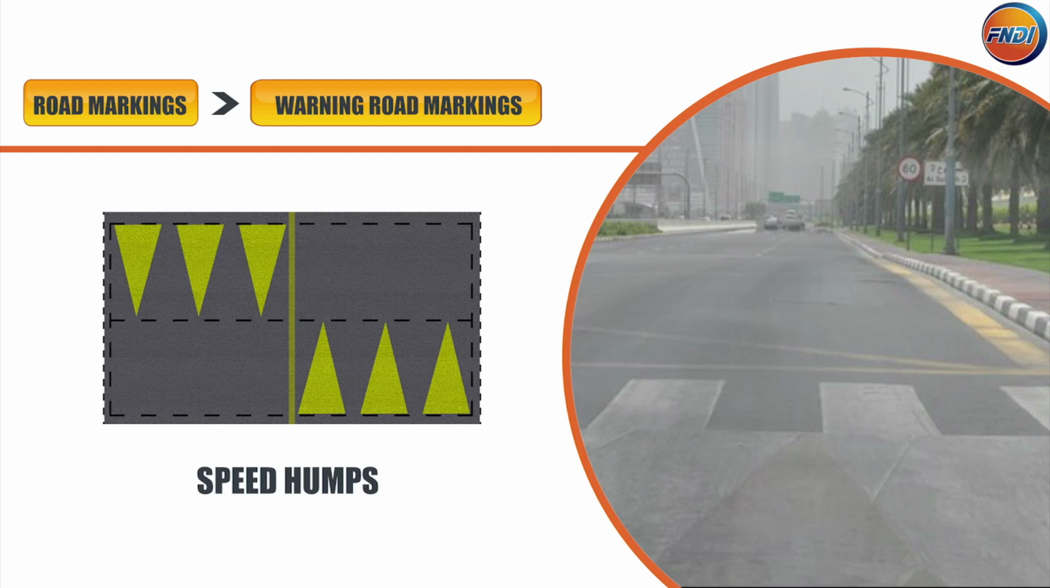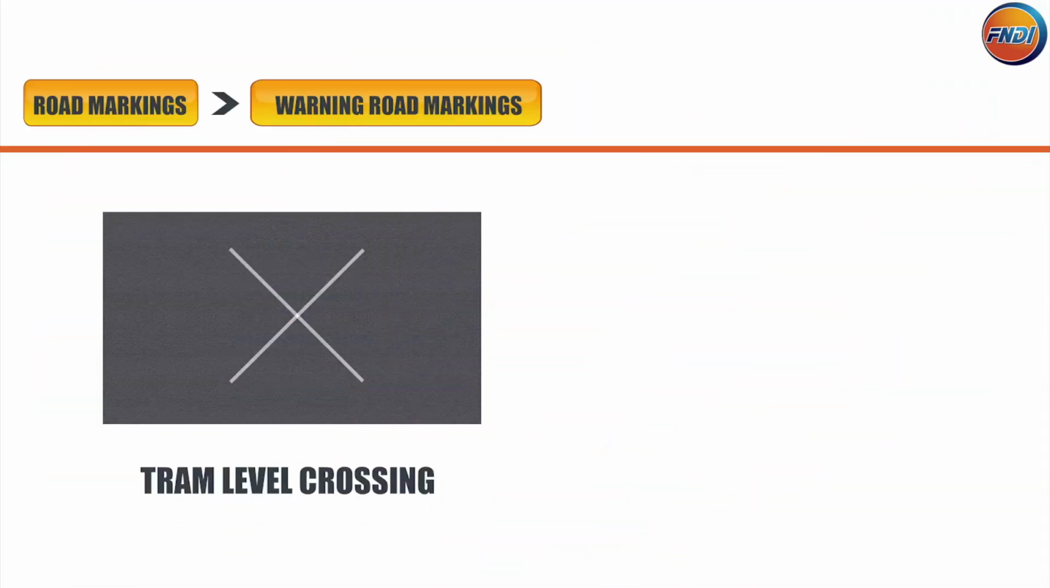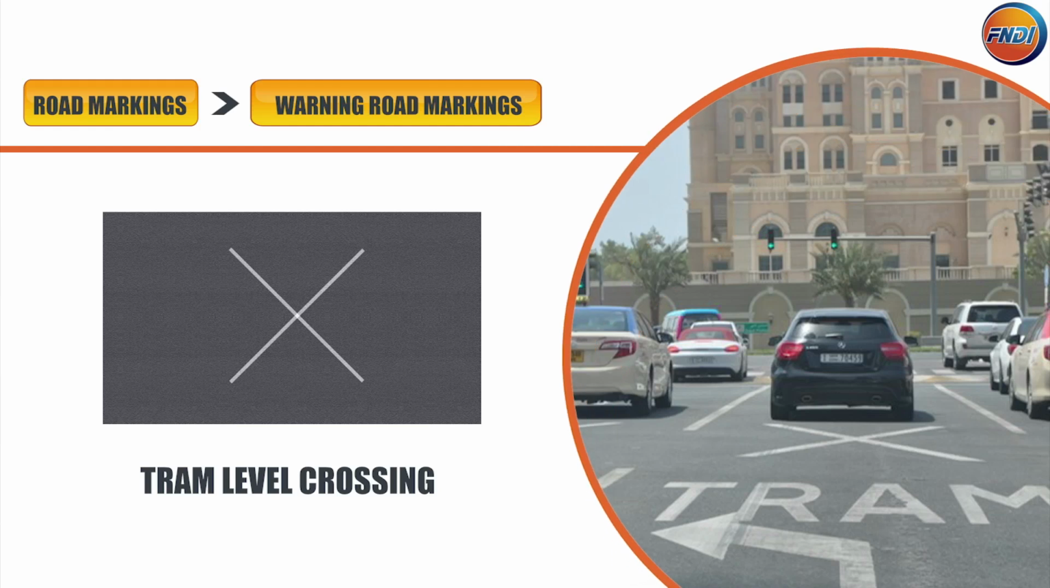Motorists must reduce the speed and cross it only if it is clear. Tram level crossing. Tram level crossing is marked with thick white lines making an X-shape mark on the lane. This marking is used to warn the motorists that their lane is about to cross the tram line. Motorists should proceed with care as the tram might be crossing after turning from the lane.